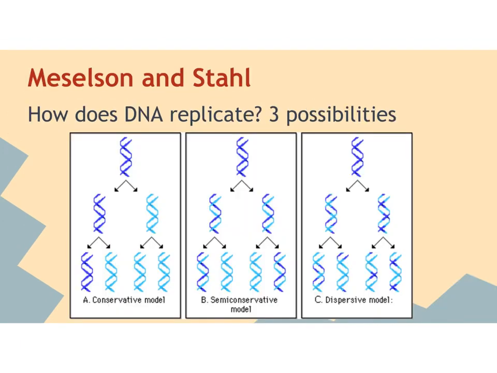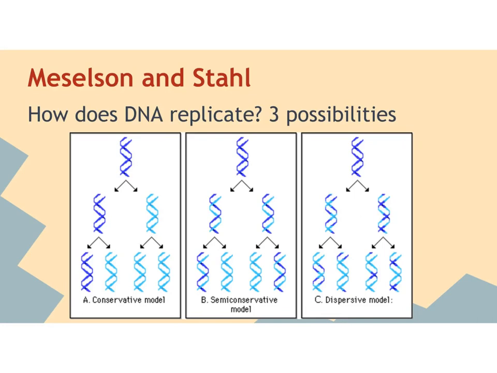The last experiment we're going to look at was by Meselson and Stahl. And Meselson and Stahl were really looking at DNA replication, because we know that every time a cell divides, DNA has to copy itself first, so that each cell has a new copy of the DNA, and that DNA continues to be passed on from cell to cell. And they figured there were 3 possible ways this could happen.